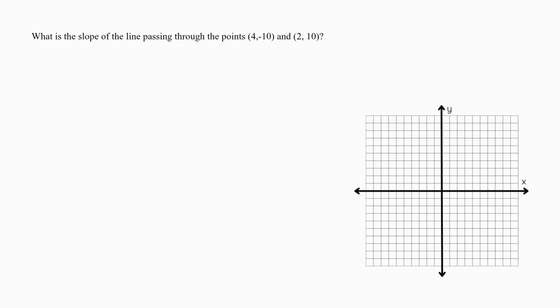Let's have a look at this question. We have 2 points. Point 1, (4, -10). Point 2, (2, 10). We are asked to find the slope of the line. In every point (x, y), the first number is x, which moves left or right, and the second is y, which moves up or down. The easiest way to find the slope is to use the formula for slope.